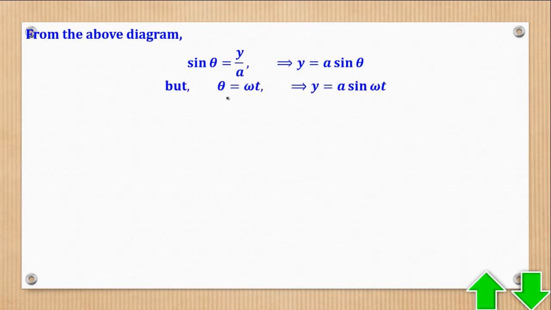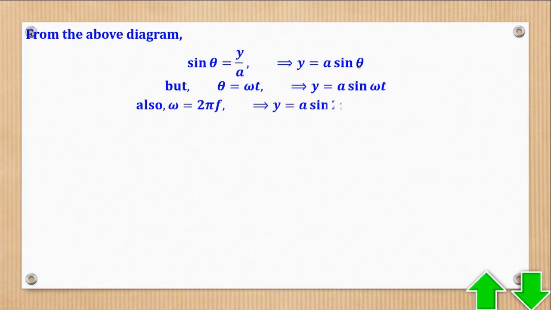So if theta is an angle in radians, it implies that theta is equal to omega t. I think you remember this under the topic of circular motion in physics paper 1. Angular velocity is the rate of change in the angle, so theta over t is omega. When I make theta the subject, I'll come up with omega t. And when I substitute for theta, I'll come up with a sine omega t.